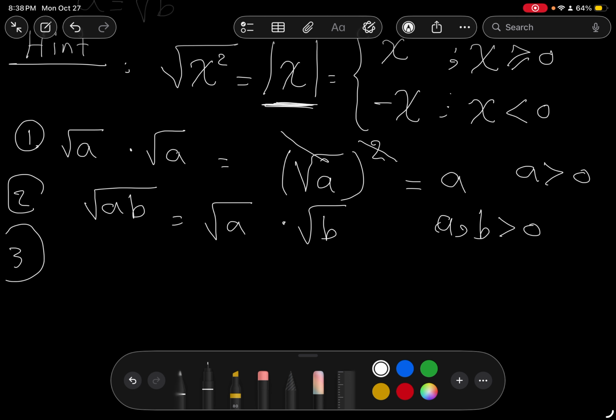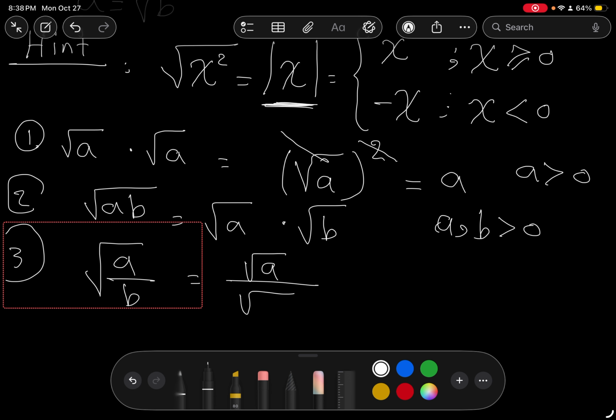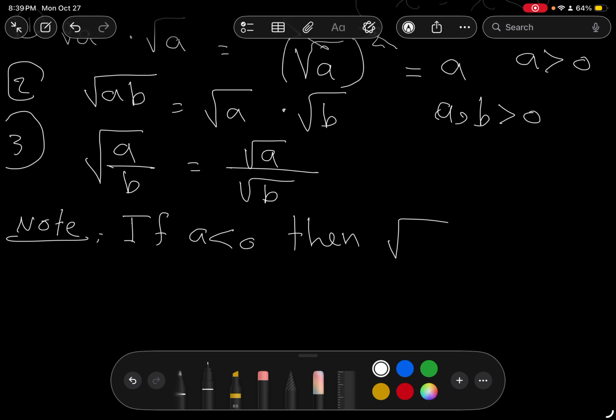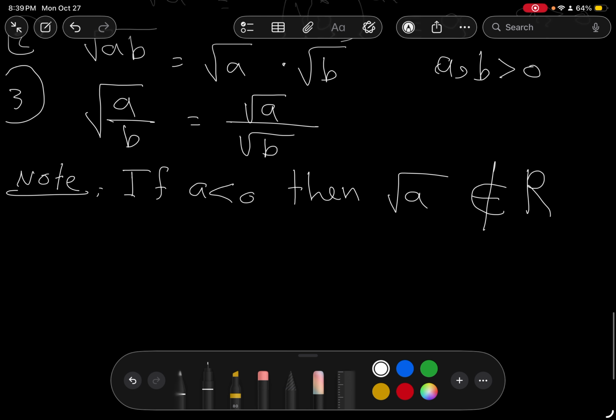The third one: the radical of a over b equals the radical of a over the radical of b. And we have this hint: if a is less than 0, then the radical of a doesn't belong to the real numbers, so it is not a real number.